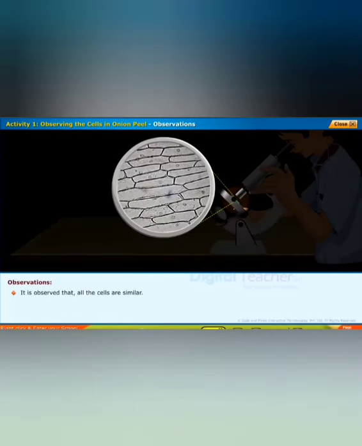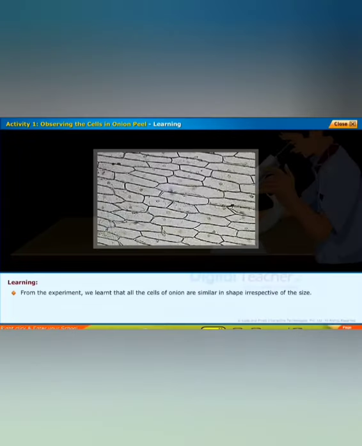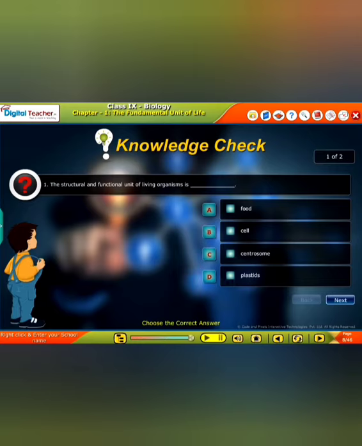It is observed that all the cells are similar. The cells are rectangular or linear in shape and all the cells are firmly bonded together. From the experiment, we learned that all the cells of onion are similar in shape irrespective of the size. The onion peel cells are the plant cells. Now, let us check our knowledge.